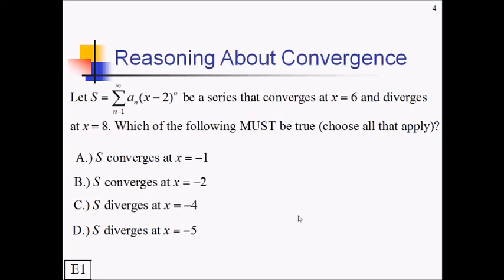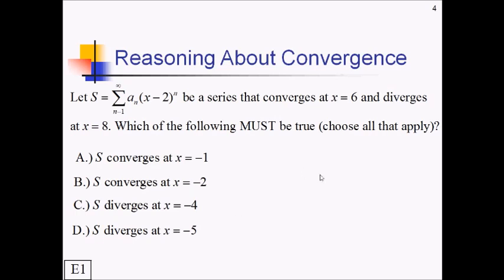We'll start things off with a little bit of reasoning about convergence. Let's say we have some series S that converges at x equals 6 and diverges at x equals 8. Which of these has to be true? And it could be more than one of them. So pause the video and see if you can figure out where this thing has to converge or diverge.